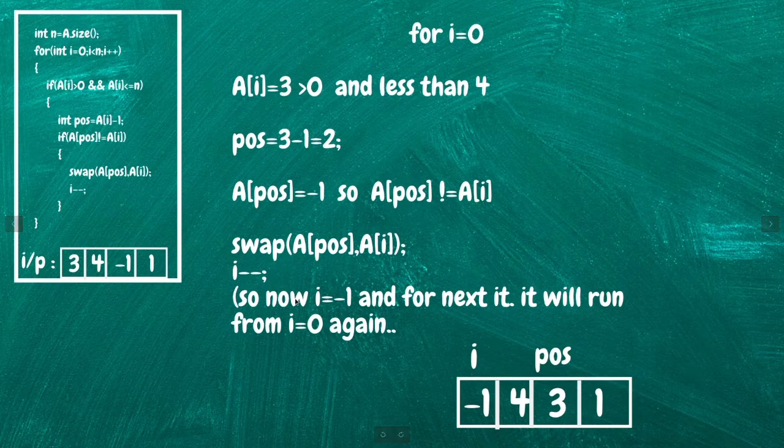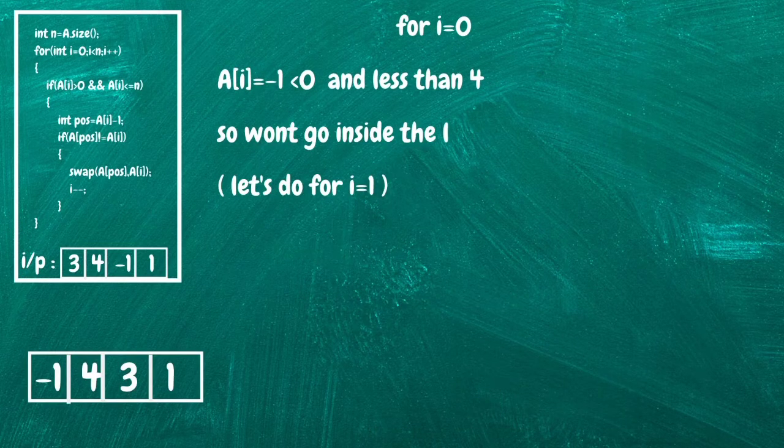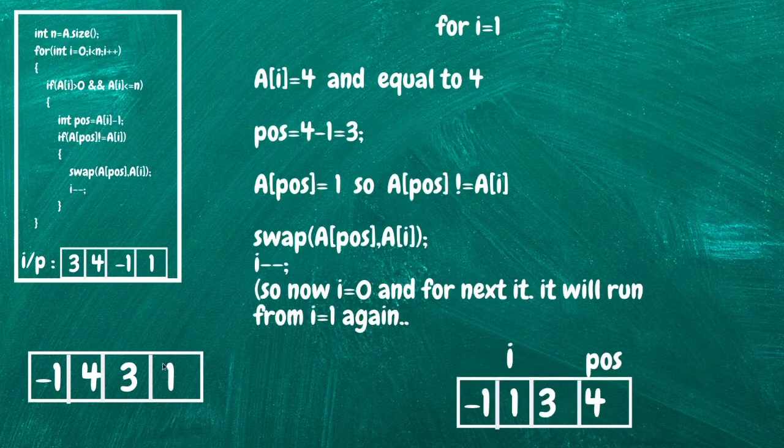So now i equals minus 1, and for the next iteration it will run from i equals 0 again, and this will be our array now. For this case our a[i] is minus 1, which is lesser than 0, so we won't get inside the loop. So we will again go for i equals 1, and this will be our array.